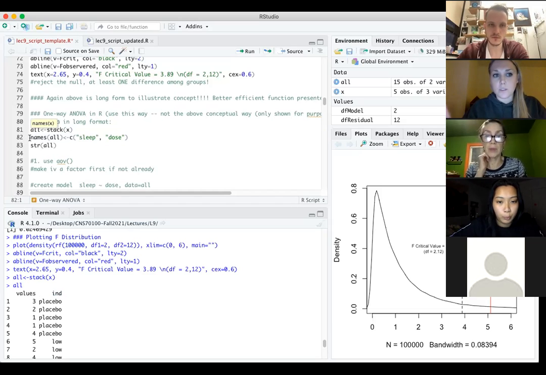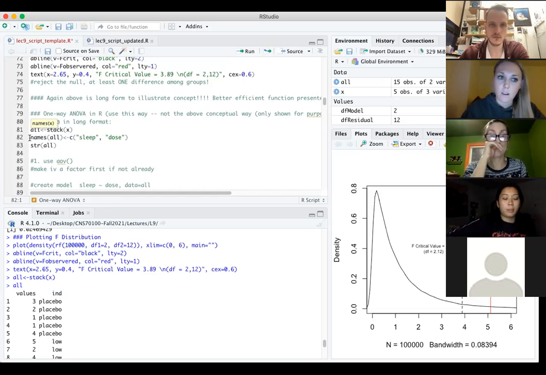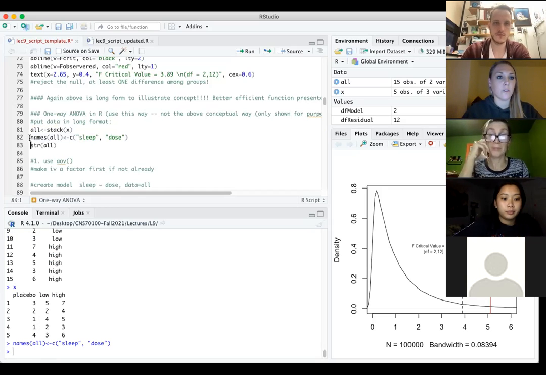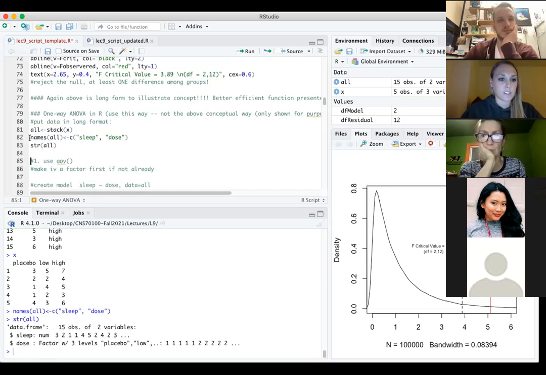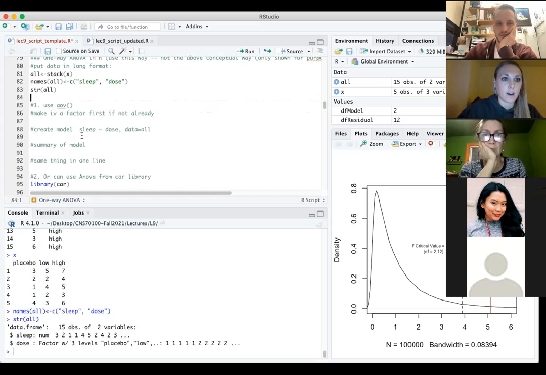Okay, so pretend this was sleep instead of anxiety, as I've been talking about all class. So we can see here, now we have our first variable named sleep, so number of hours people are sleeping. And here's the dose of whatever medication that they got.